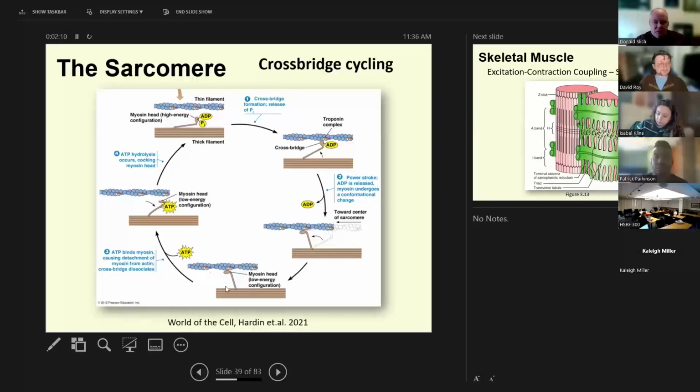And then again, it's going to be stuck in this low energy state until ATP attaches to it again. And that's your rigor state. And that's why, when somebody dies and their ATP stores in their muscles run down, they get stiff. And then over time, that stiffness will go away as the myosin heads start to break off. But that's why dead bodies are stiff. Rigor mortis.